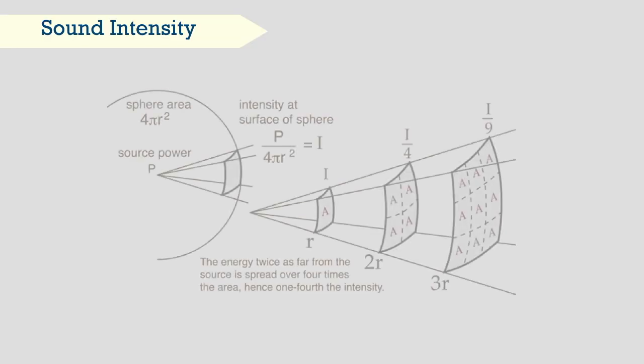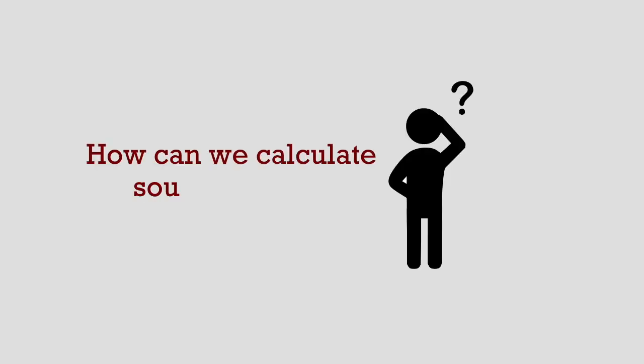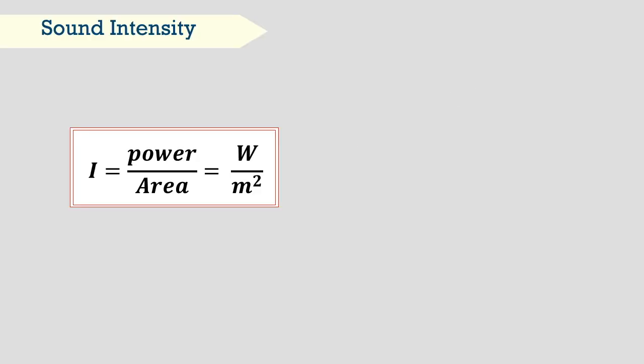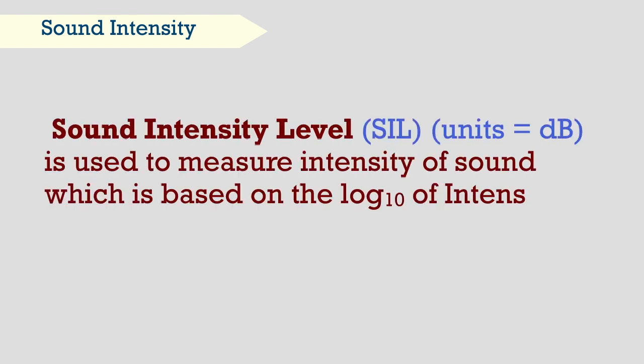Sound travels as a spherical wave. Thus, as the radius of the wave doubles, the intensity decreases by a factor of 4. So how can we calculate sound intensity? Intensity is defined as the power per unit area carried by a wave, or in equation form, intensity is P over A. The most common approach to sound intensity measurement is to use the decibel scale, where sound intensity is based on the log 10 of intensity.